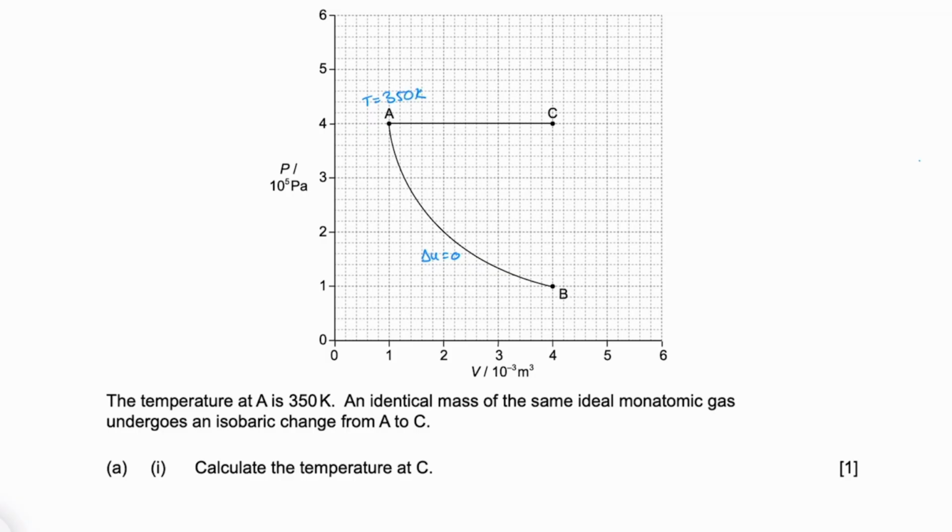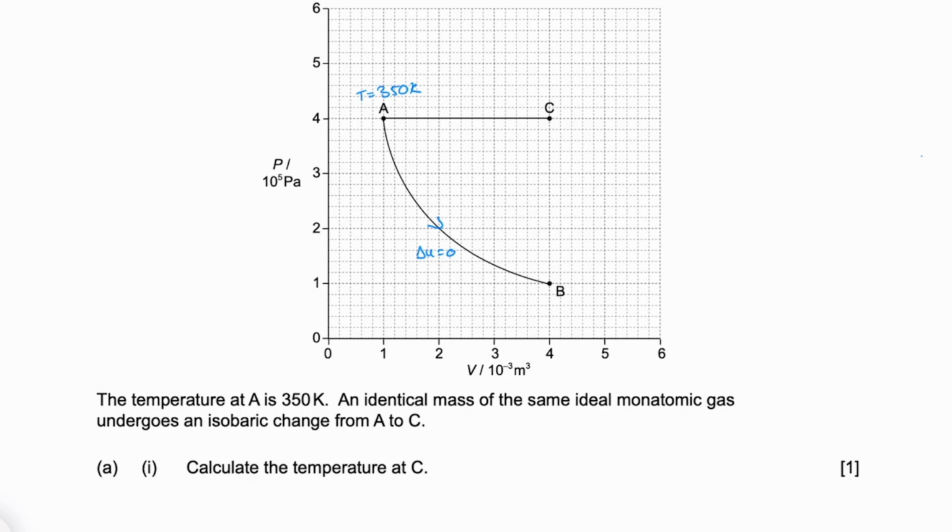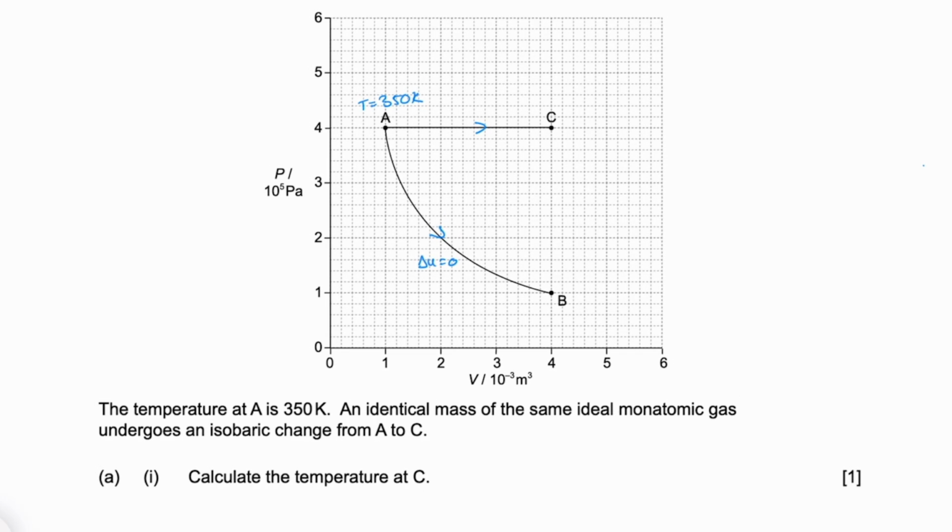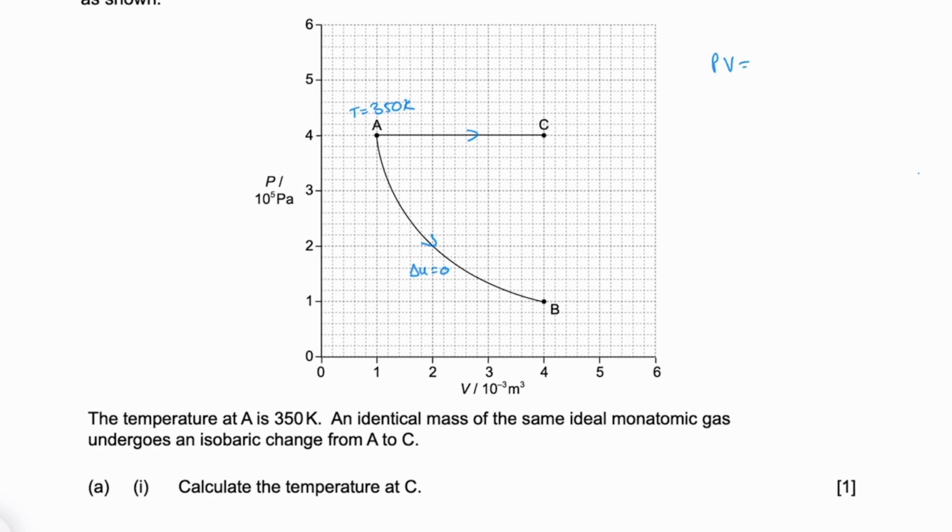An identical mass of the same ideal monatomic gas undergoes an isobaric change from A to C. So we've got one gas going that way, and one gas going that way. They're both exactly the same. That means we can use the ideal gas equation for both gases, and if it's an identical mass of the same ideal monatomic gas, then nR is going to be the same for both gases. That means we can use the expression PV over T equals a constant in any of our questions.